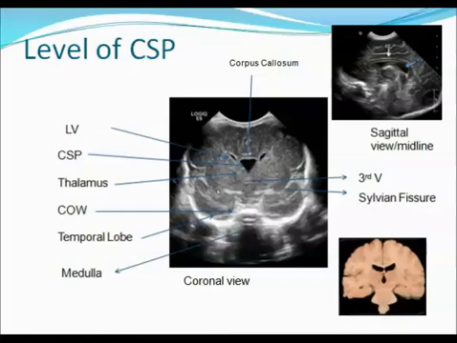The cavum septum pellucidum is also often larger in preterm infants, and it is filled with CSF, but it is not communicating with the ventricular system. And right above that, you can see the corpus callosum.